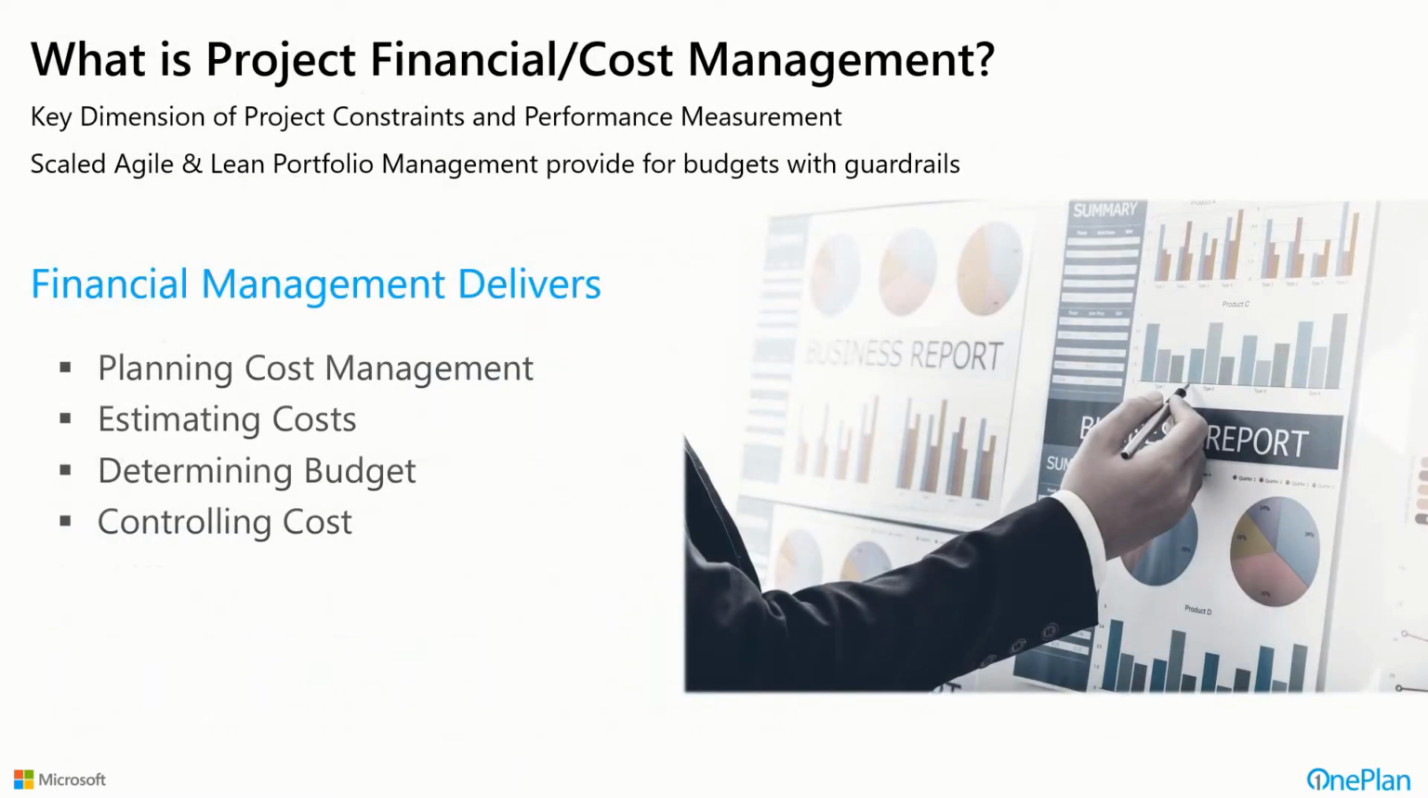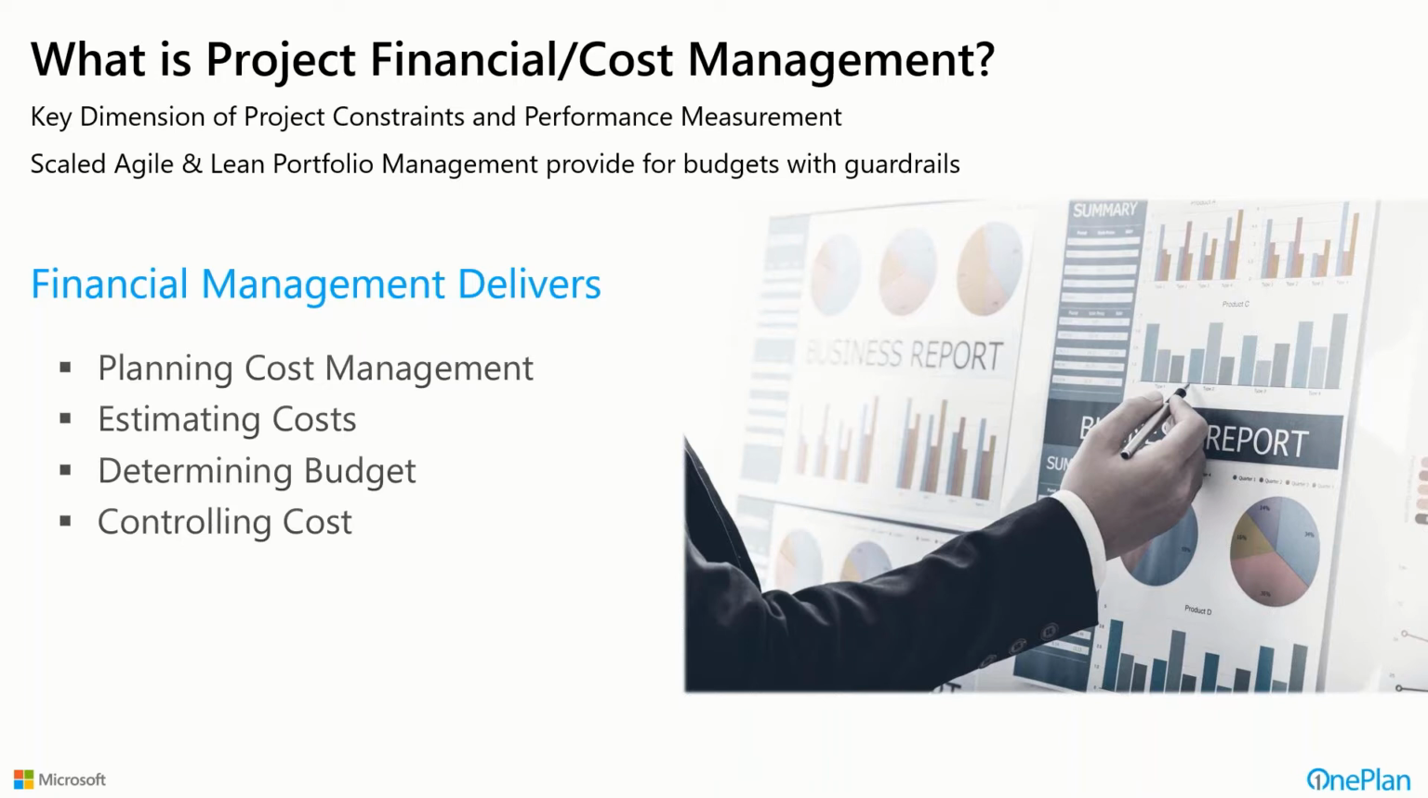Now, what is project cost and financial management? Well, it is a key dimension of project constraint and performance measurement in the project and portfolio management dimension. Back when the PMBOK had its knowledge areas, it was one of the key knowledge areas. And even as people are moving to more scaled, agile, and lean portfolio management techniques, these disciplines also provide for budgets with guardrails. So financials is something that needs to be considered, even though it may be managed using a different approach.